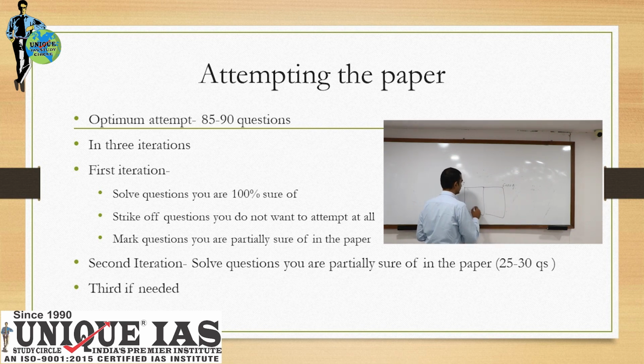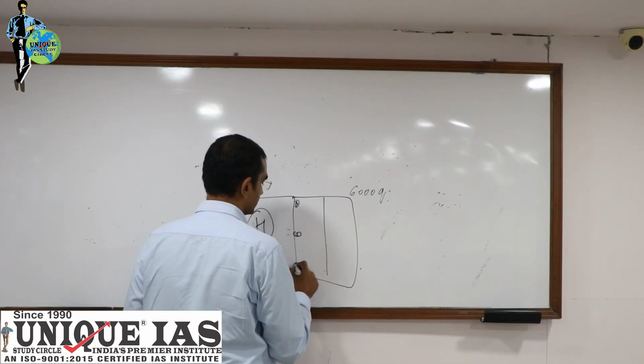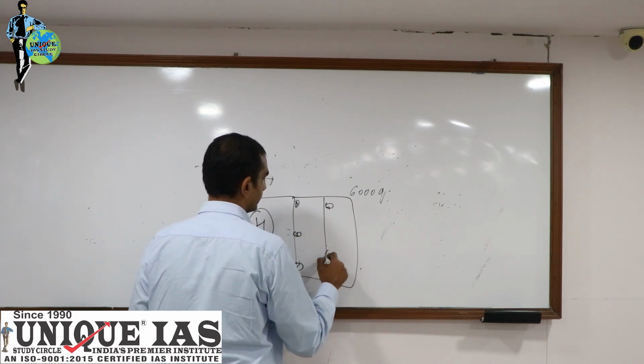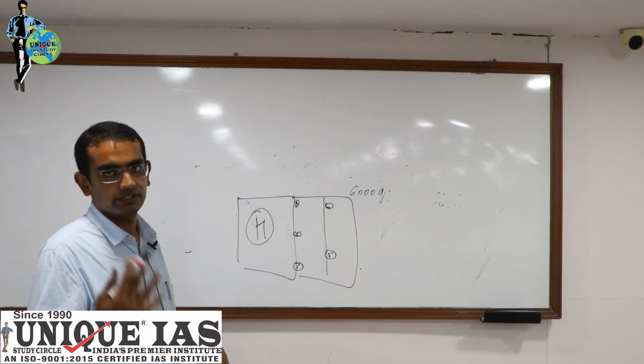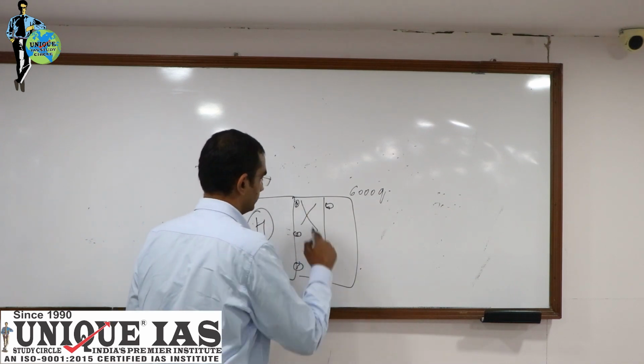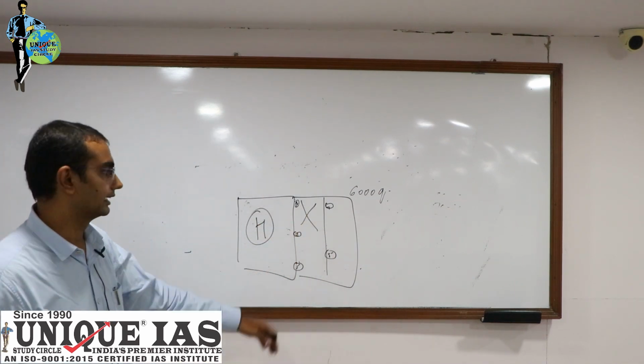The question paper looks something like this. This is the Hindi part. This is the English part. This is question number 1. This is question number 2. This is question number 3, 4, 5. You read question number 1, you are absolutely unsure of it. Just strike it out. Never to be seen again during the exam.